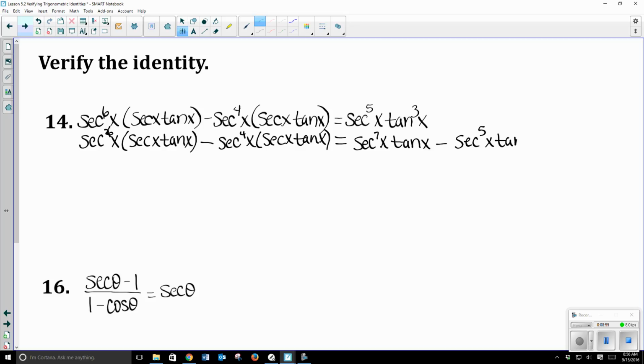tangent x. When I simplify that, I see that I can factor out a secant to the 5th and a tangent. You can only factor out what you have. So you can't factor out secant to the 7th because you don't have 7 of them in the right term. When you factor something out, you're actually dividing. So secant to the 7th x times tangent divided by secant to the 5th x times tangent is secant squared x.